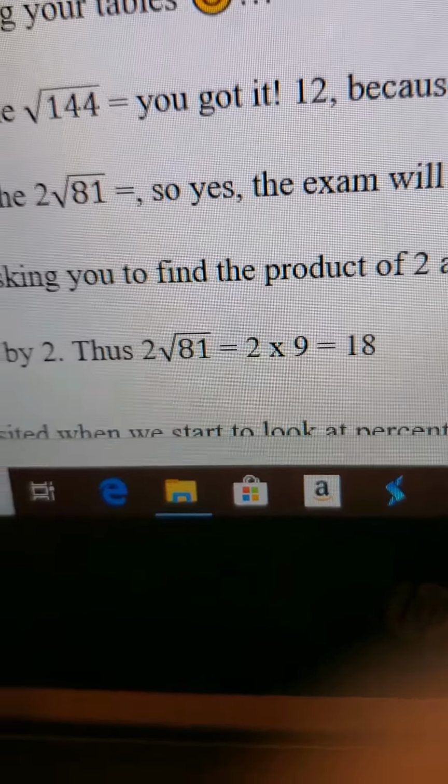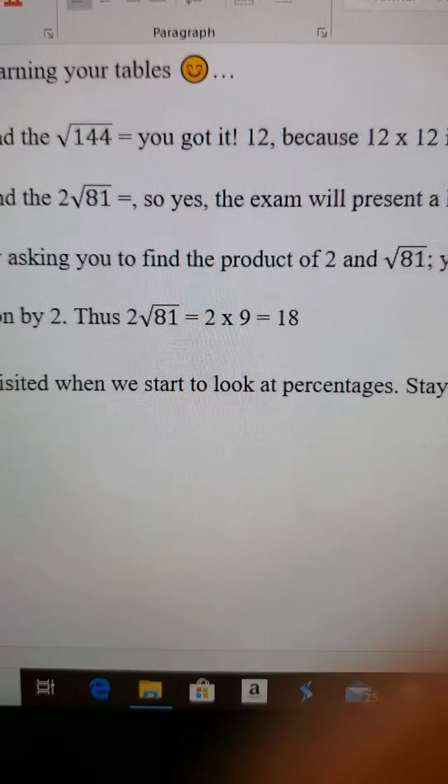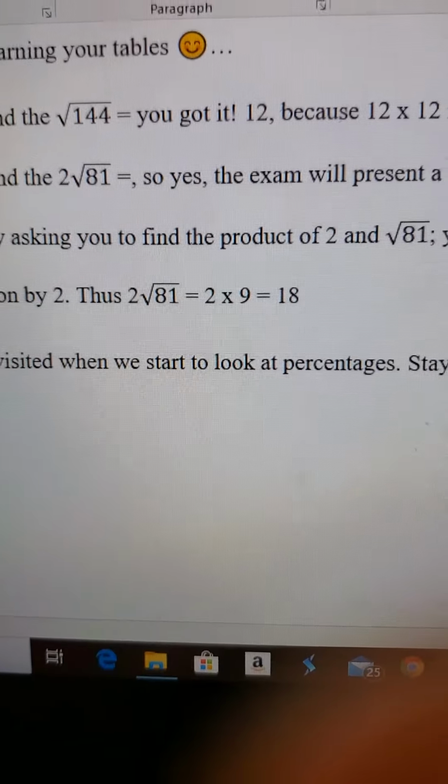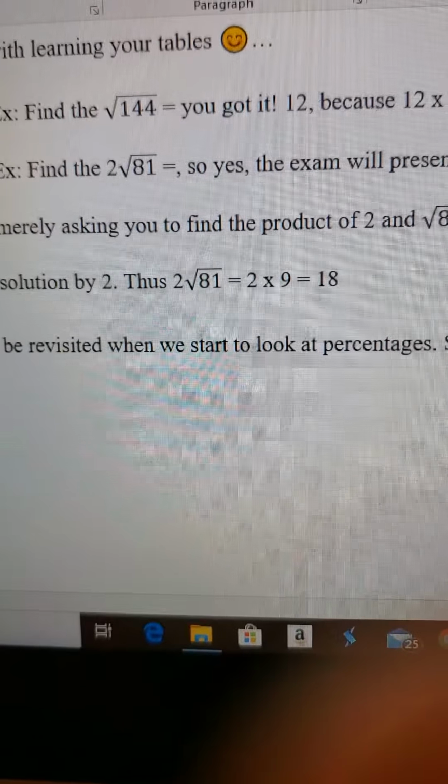All right. So we will be revisiting this entire chapter because we just finished with decimals, and then they threw this in when we started looking at percentages.